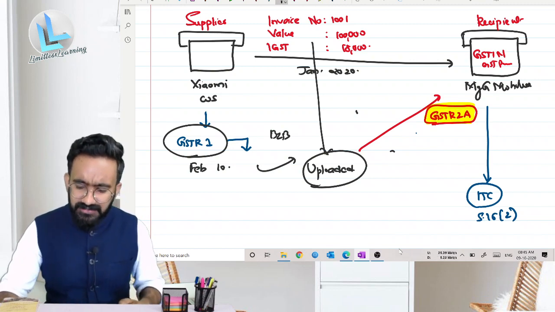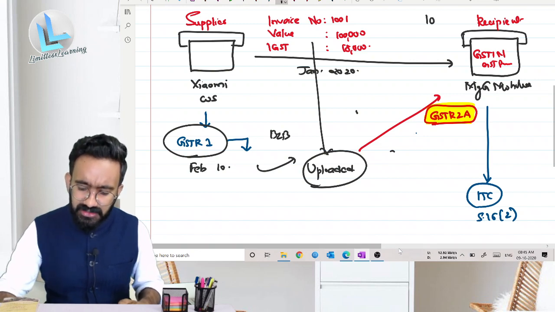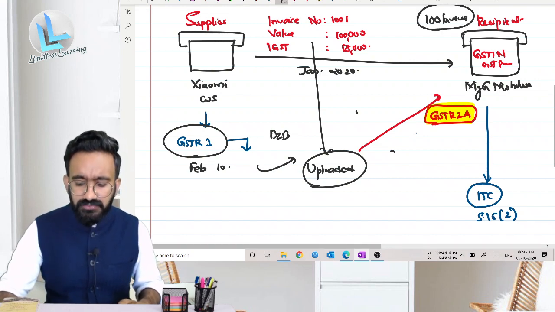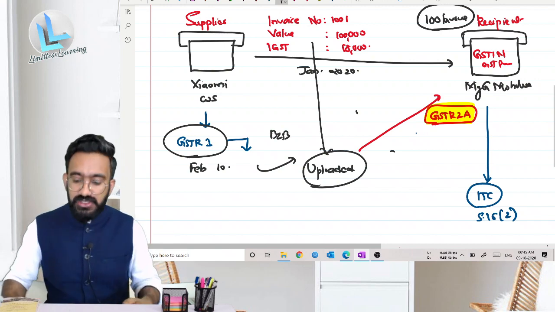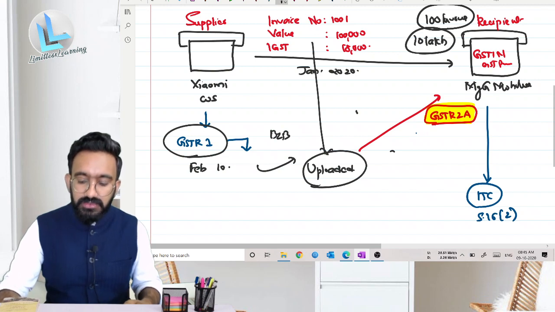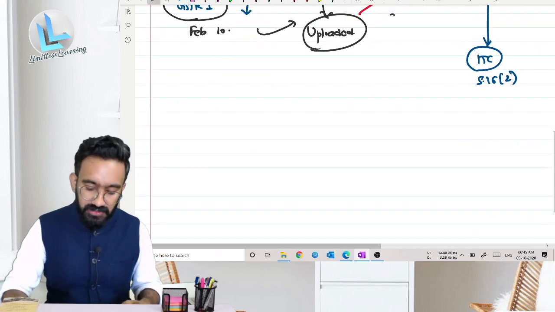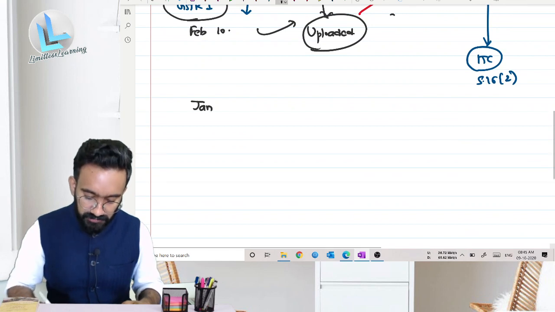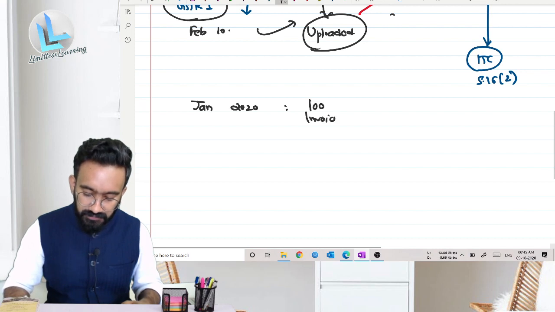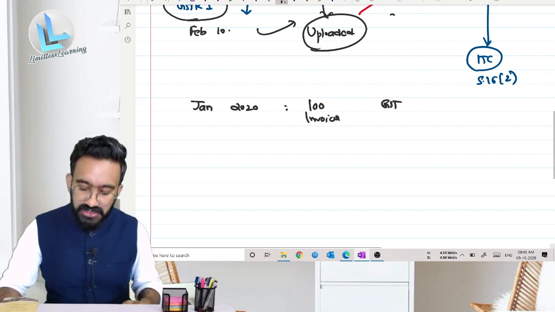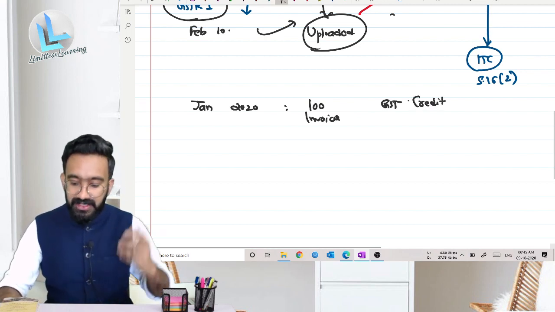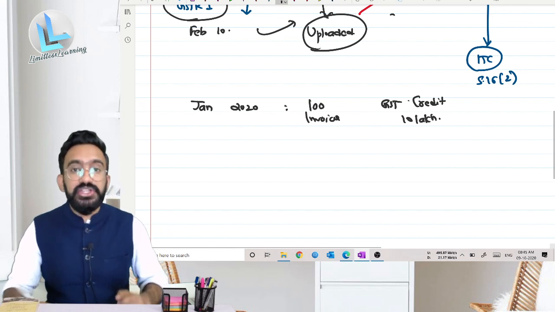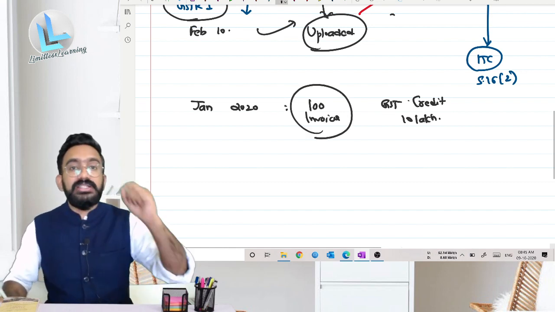Now I made, say for example, MyG has for that particular month 100 invoices with them. Physically they have 100 invoices, and out of that they have 10 lakh rupees of GST on that. Okay, so in January, in total, MyG has 100 invoices with them, and if you add all the GST credit in these 100 invoices, it should be 10 lakh. Question number 1, can they take the credit of all these 100 invoices?